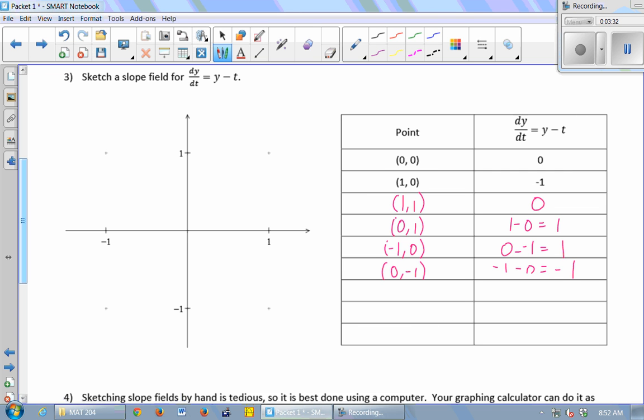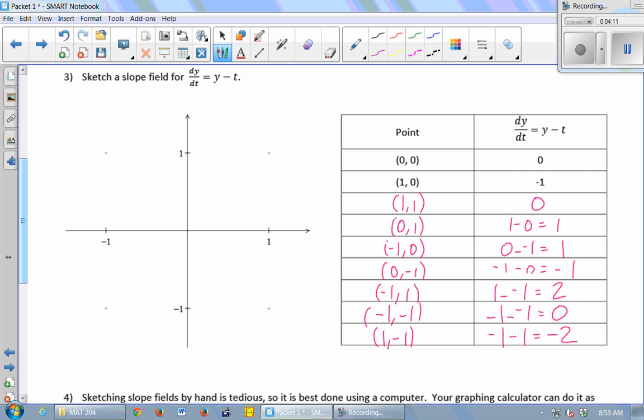1, 2, 3, 4, and the origin. And then 5, 6, 7, 8 would be the corners. Negative 1, 1: 1 minus negative 1 is 2. Negative 1, negative 1: 0. One, negative 1: so that would be negative 1 minus 1, which is negative 2.